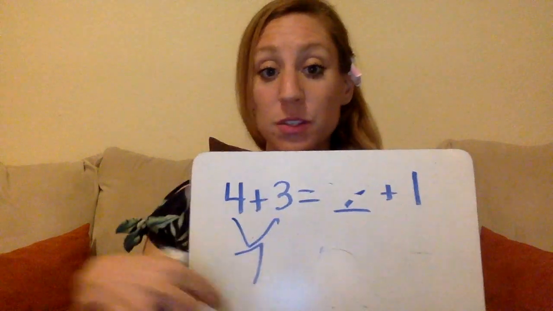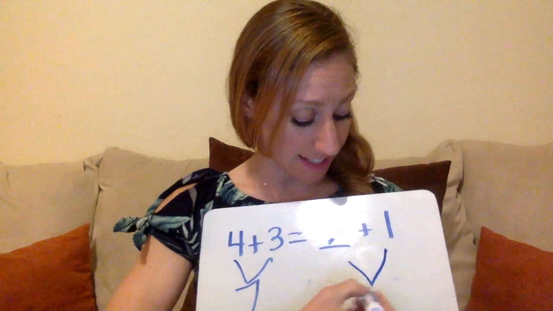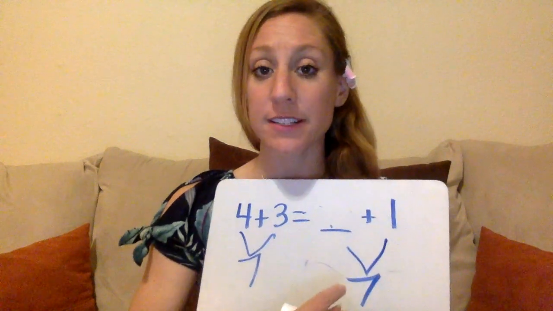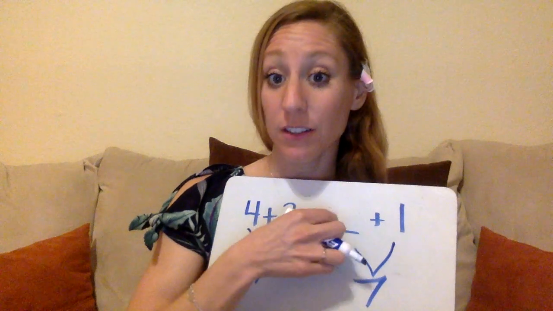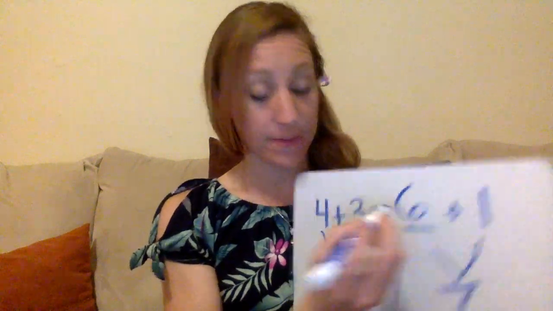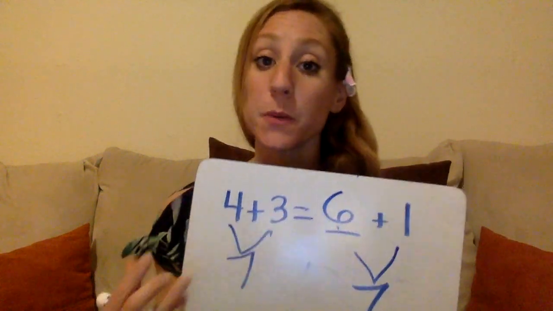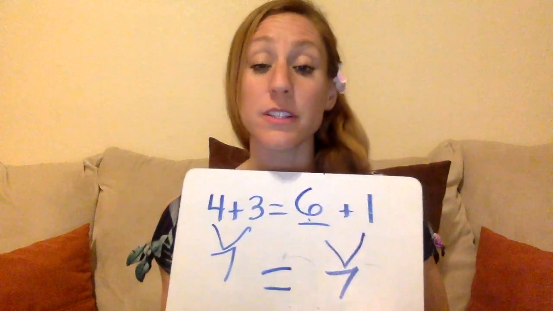So we know this whole side is 7. So this whole side has to equal 7. So 7, something plus 1 is going to make 7. So 1 less than 7 goes here. What is it? It's going to be 6. So 4 plus 3 equals 6 plus 1 because they both make 7, and 7 is equal to 7, or 7 is the same as 7.